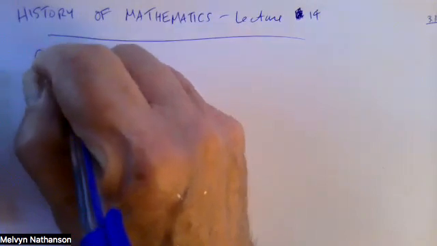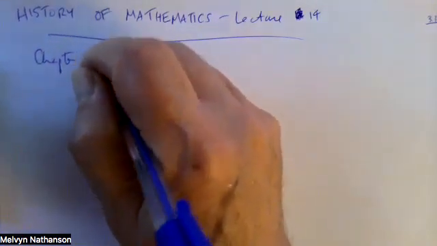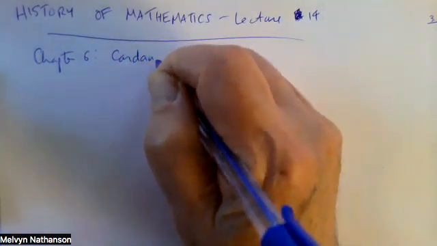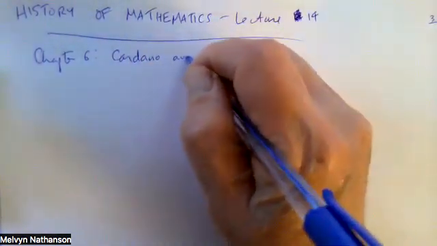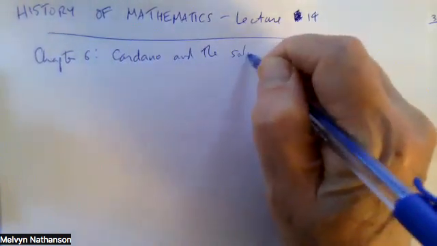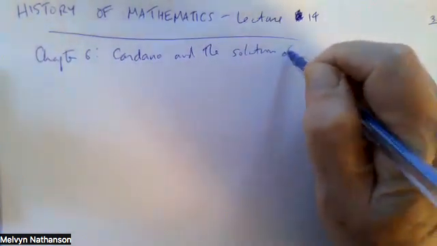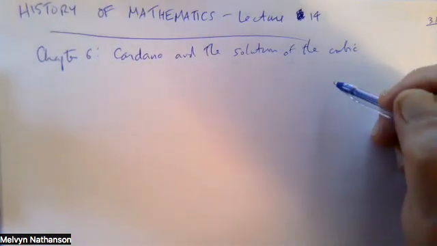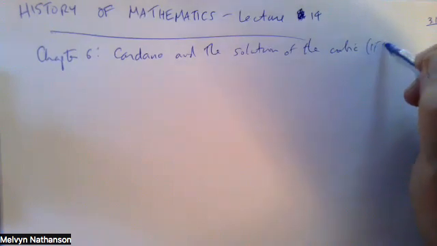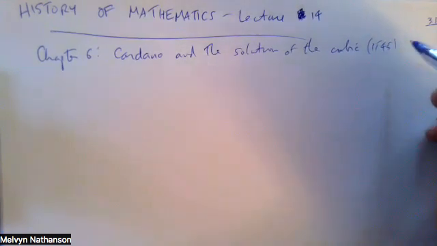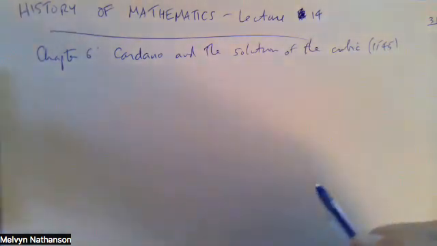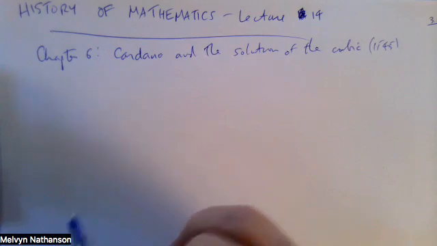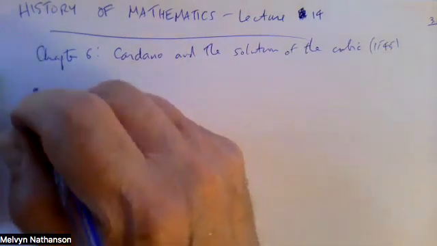And we're up to chapter 6, which is on the 17th century Italian mathematician Cardano and the solution of the cubic. It's hard to give a precise date for this. So the book gives 1545, which is an approximation, which is exactly in the middle of the 16th century. So let me just review.